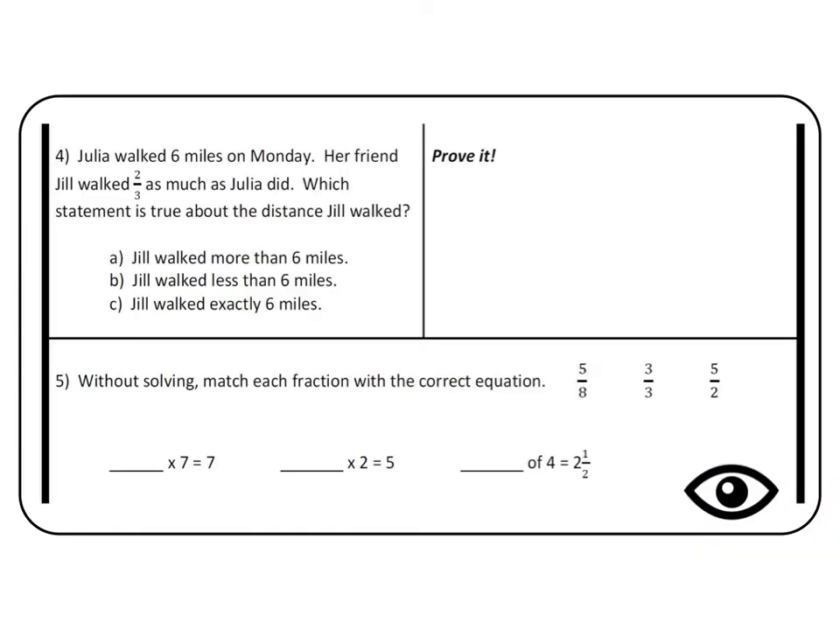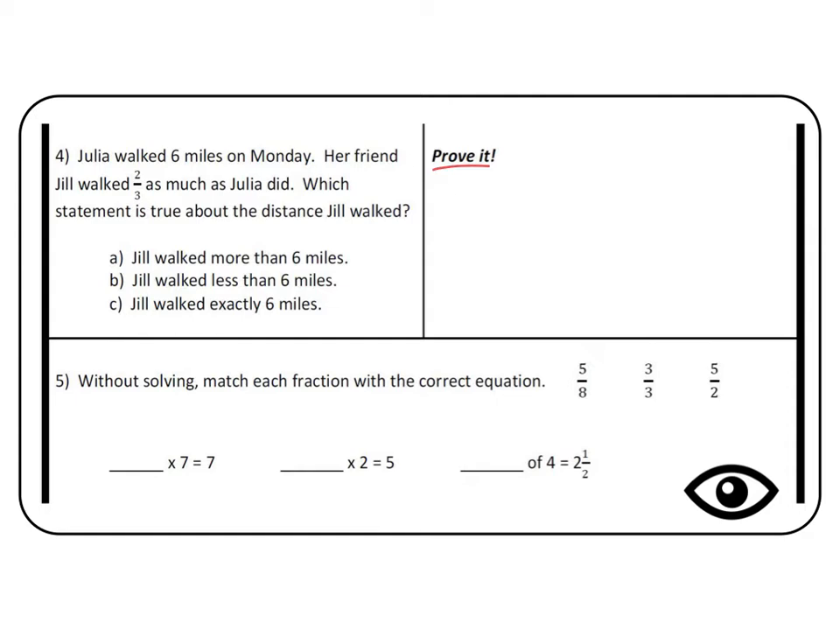All right, friends, in our last lesson we talked about scaling. We talked about if we multiply a number by more than 1, like 3/2, then we know that our answer is going to get larger. Today, our goal is to prove our answers and explain how we know that we are correct. So let's do a problem together.